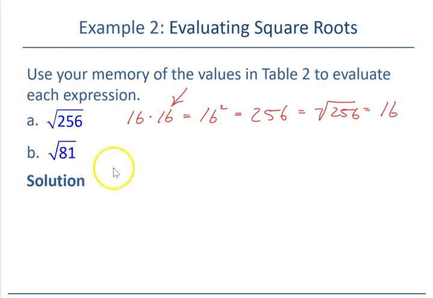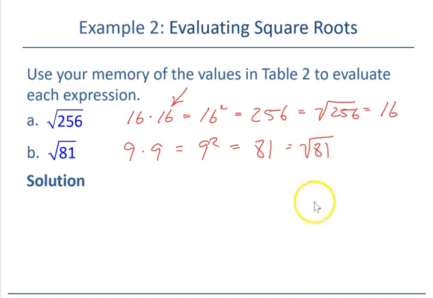This one should be a little bit easier. It's a smaller number. What times what equals 81? Well, notice again, this is going to be 9 times 9, which is the same thing as saying 9 squared. 9 squared is 81. I can take the square root of 81, and what number do I need to multiply by itself to get to 81? Well, 9. And that's exactly what it's trying to show us here.